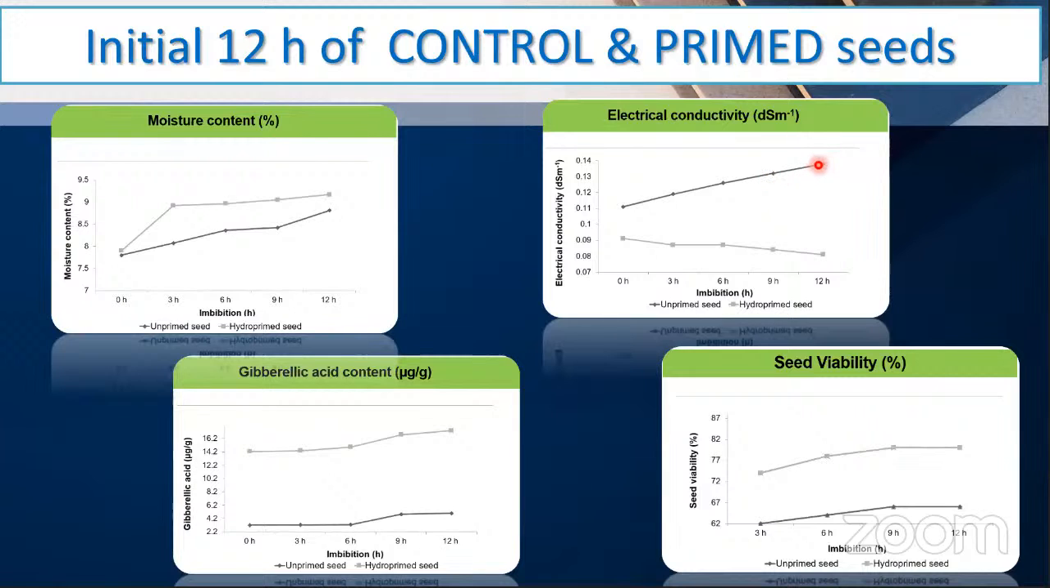Membrane organization is good, so that reflects in the gibberellic acid synthesis. The gibberellic acid synthesis is high in the primed seed when compared to the unprimed seed. Finally, everything manifests in the improved seed viability and vigor. Now this is about the viability percentage. The primed seed has higher viability when compared to the unprimed seeds. So this compares the hydroprimed as well as unprimed seeds in terms of moisture content, electrical conductivity, gibberellic acid, and seed viability.